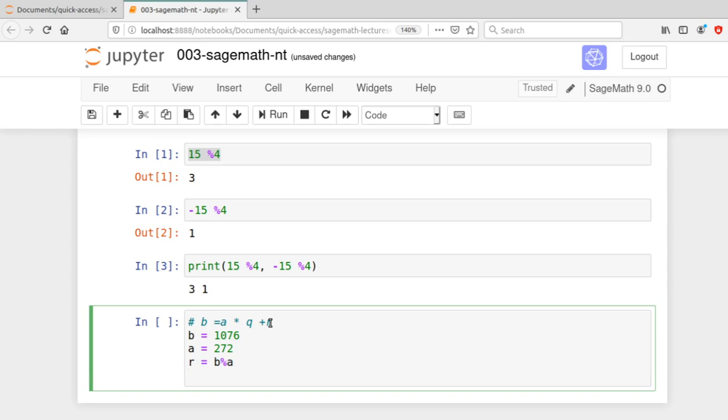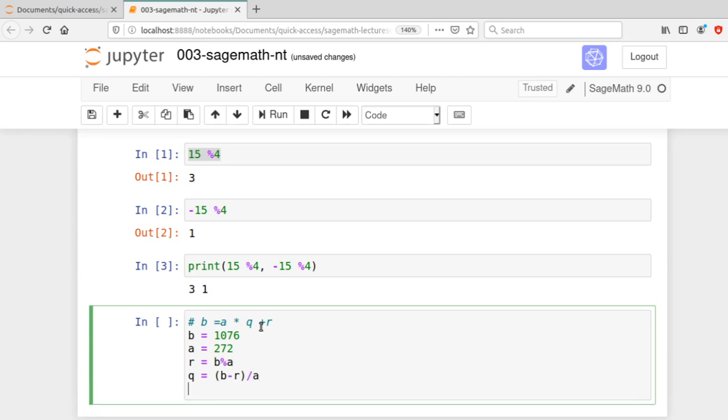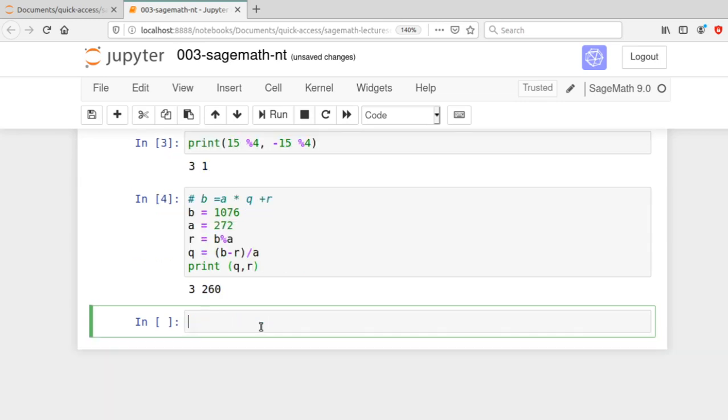Now how to find q? So q is nothing but b minus r divided by a. Let's see what the output is. Print q, r. We are going to print both, and we will get 3 and 260.